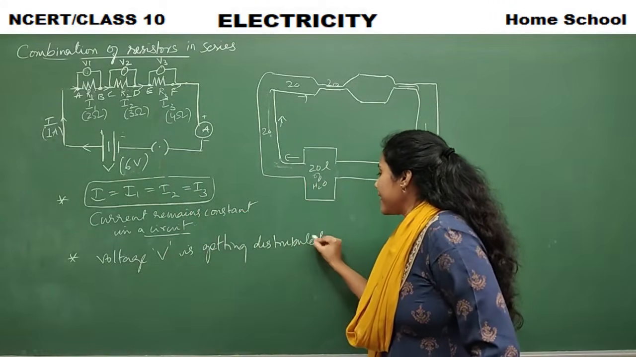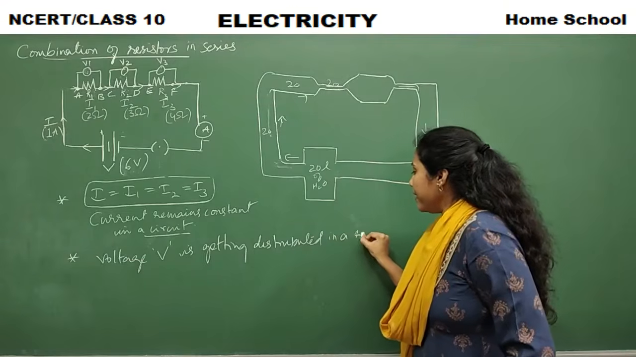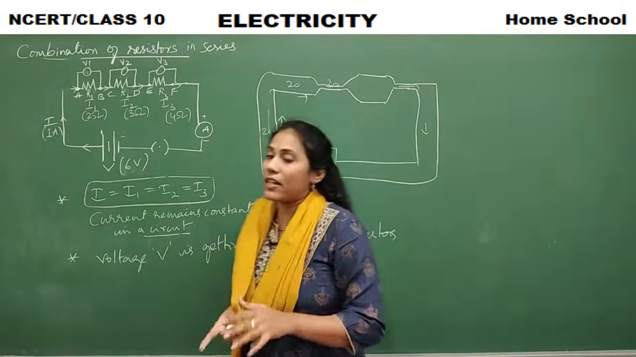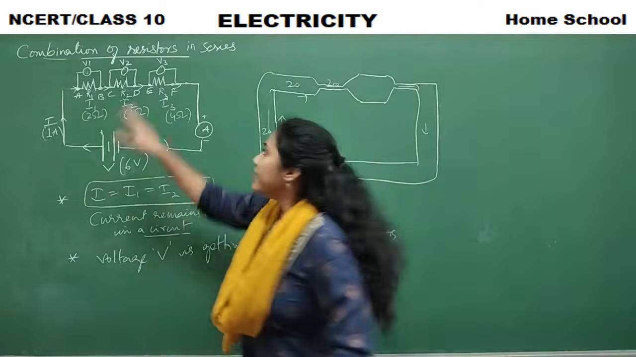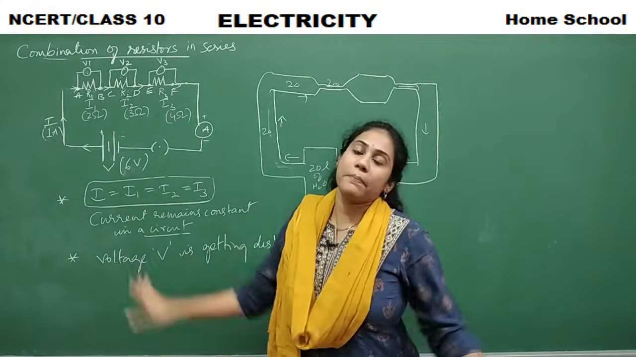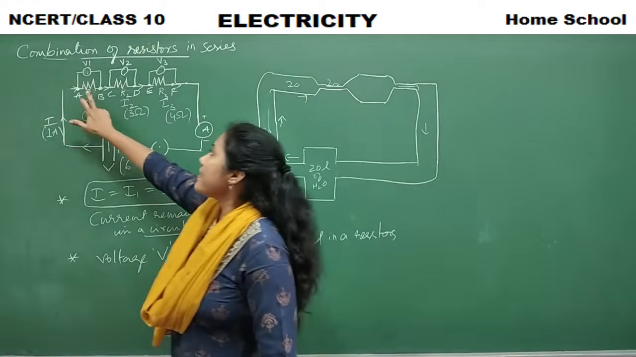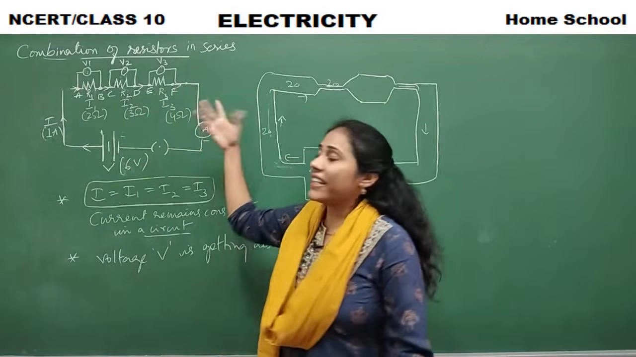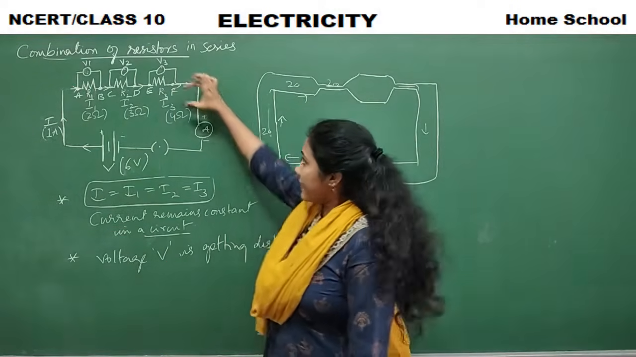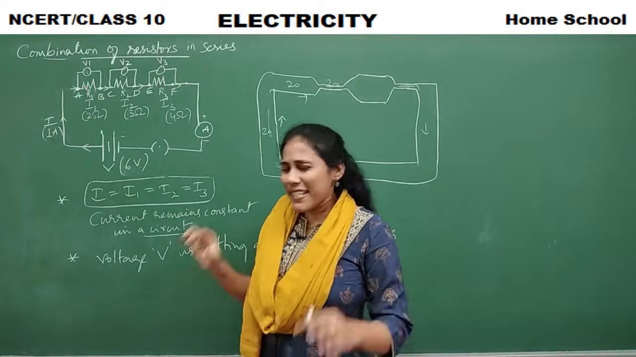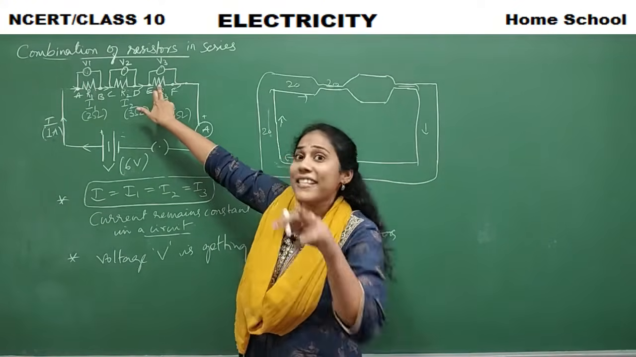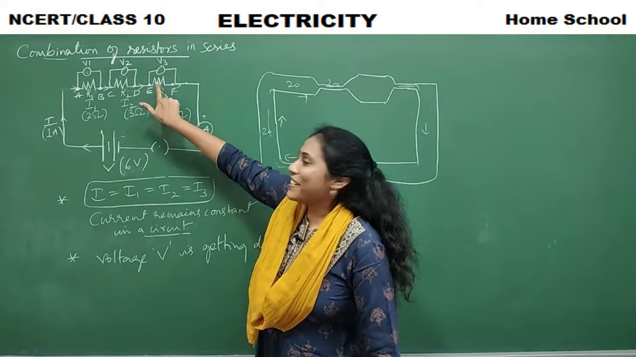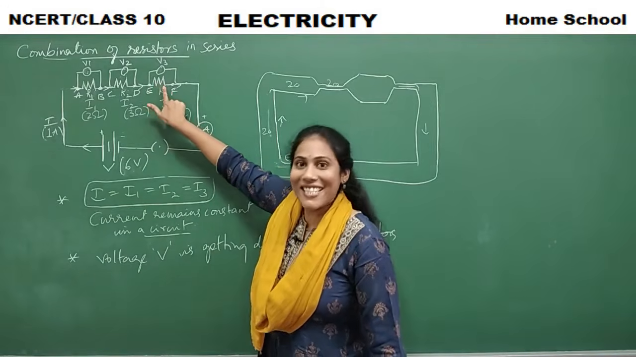Okay, in resistors, actually, why does voltage get distributed and not remain constant? It is because their resistances are not similar. Some resistors have very little resistance and some have very high resistance. See, this one has more resistance. What does this mean? You have more disturbance to the flow of current in this resistor.